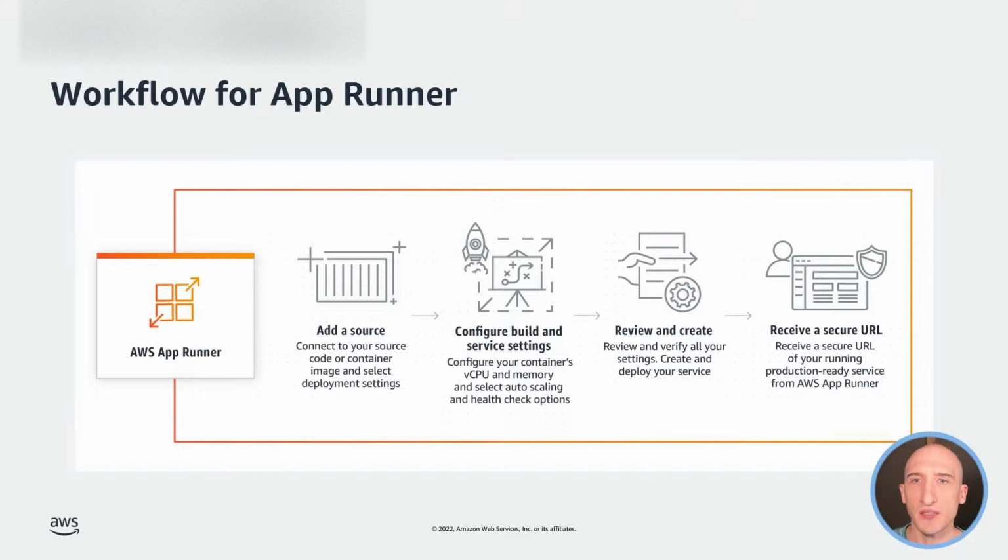After doing that and specifying your deployment settings, you can then configure the size of your instance, meaning the CPU and memory of your container, as well as specify any auto-scaling or health check options you may have. The next thing App Runner needs is for you to review and create your service and deploy your source, and finally it gives you a URL of your production instance of your app running in AWS App Runner.